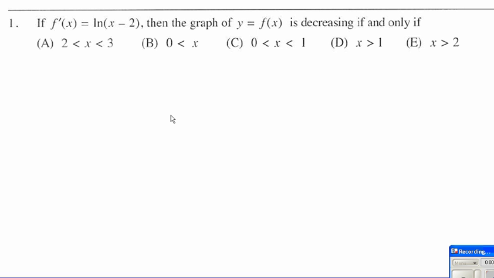Hello class. So we will be reviewing the practice 1 packet. Alright, here comes the first question.